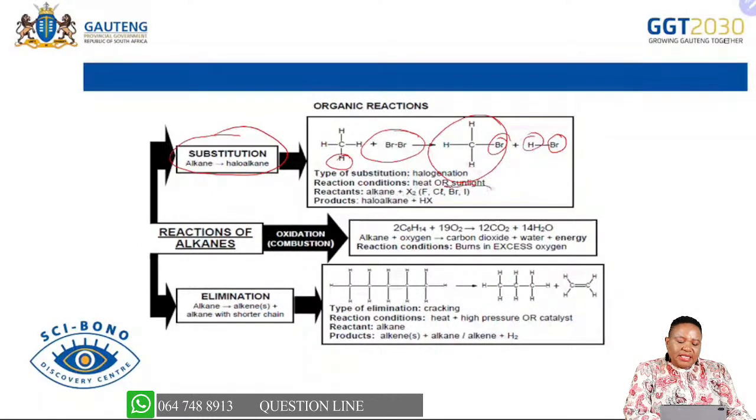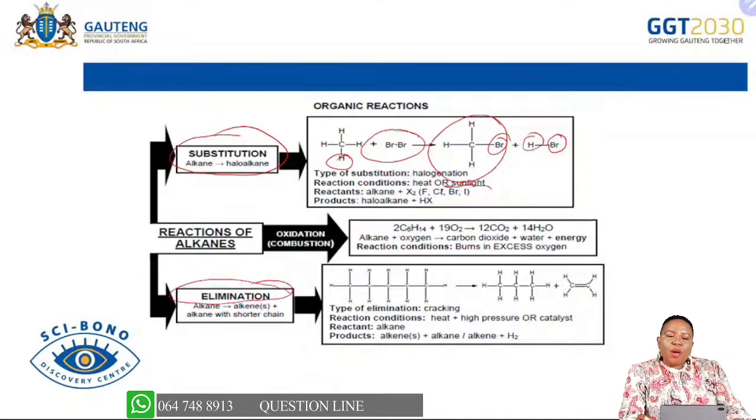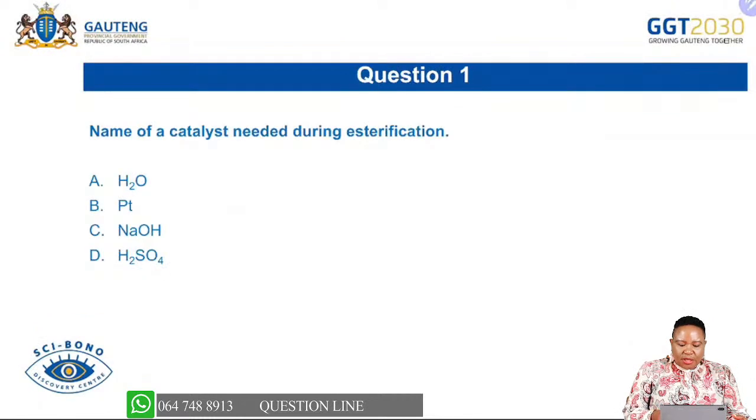You will definitely need sunlight for such kind of substitution. And then we also did elimination reactions, whereby we were forming alkenes in most of our reactions, and there were also reaction conditions in terms of those reactions. I'm not going to go through all the reactions, but as we are looking at the questions, maybe we can remember what it is that we're expected to do.